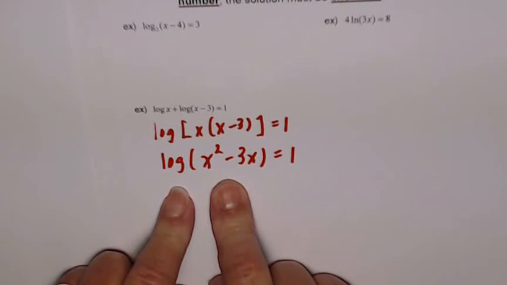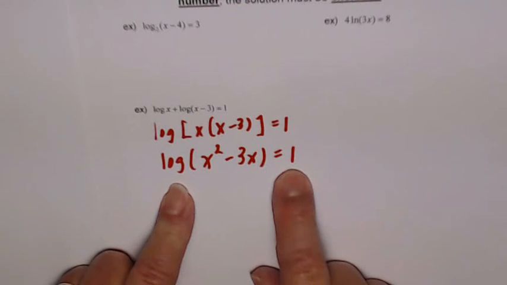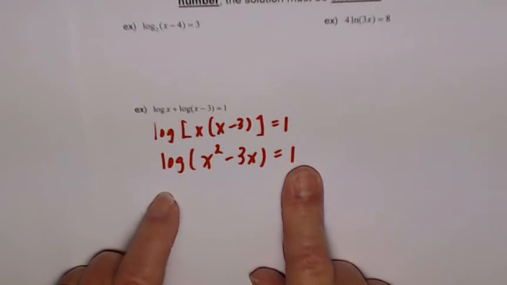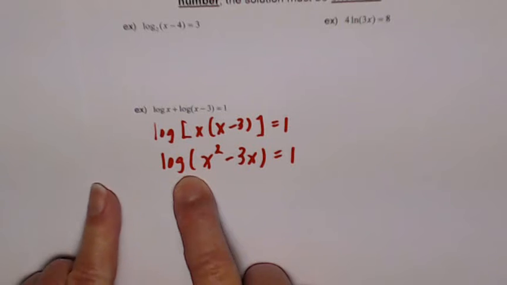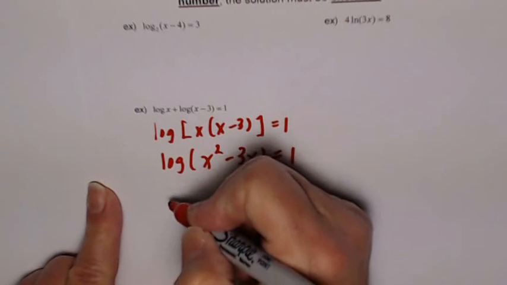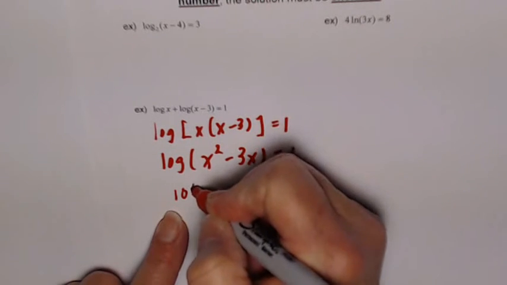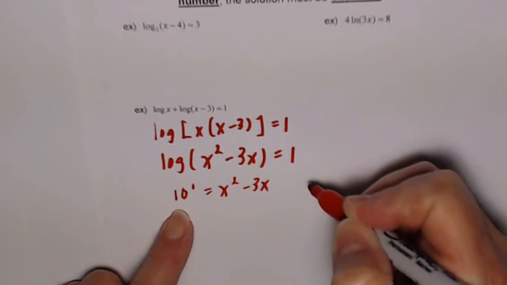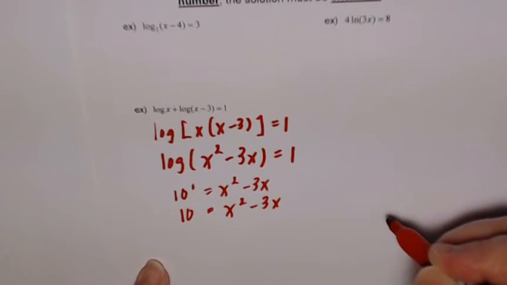Now, when we look at this equation that we need to solve, this number 1 represents our exponent. We have to apply that exponent to our base. We don't see a base written here, so this is where we have to recognize that log with no specific number written in means base 10. So this equation can be rewritten in exponential form as 10 to the first equals x squared minus 3x. 10 to the first is 10, so we have 10 equals x squared minus 3x.